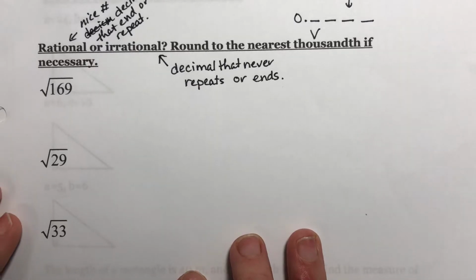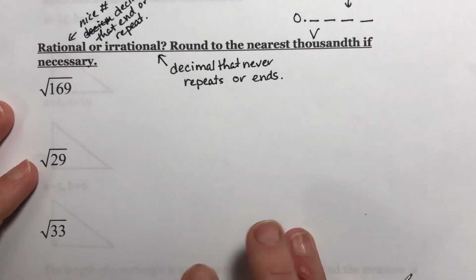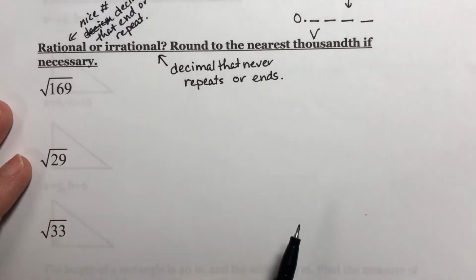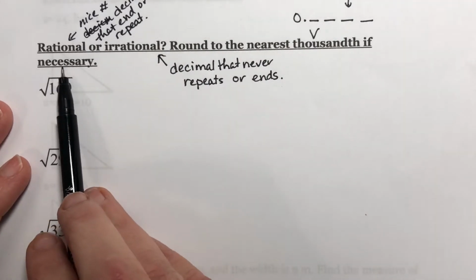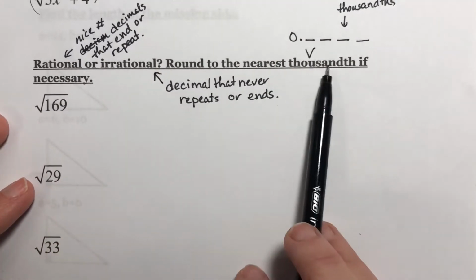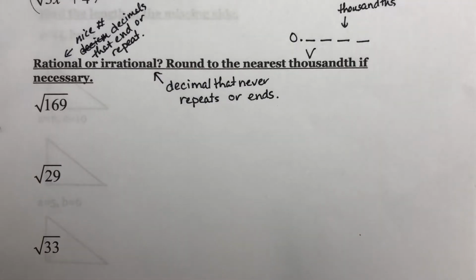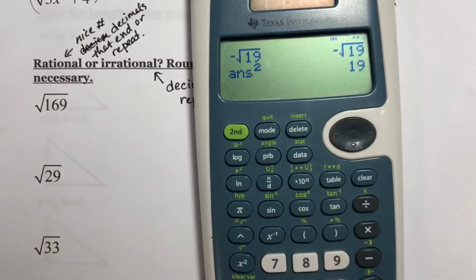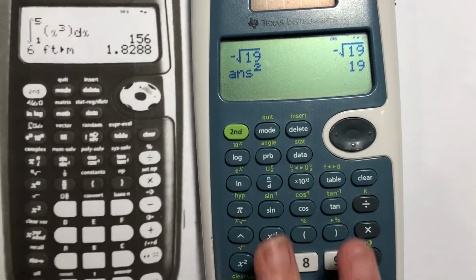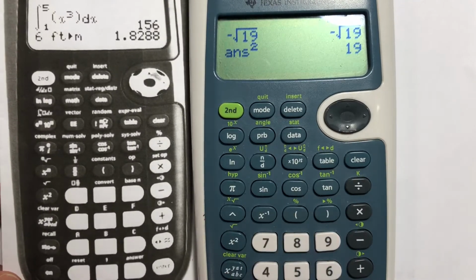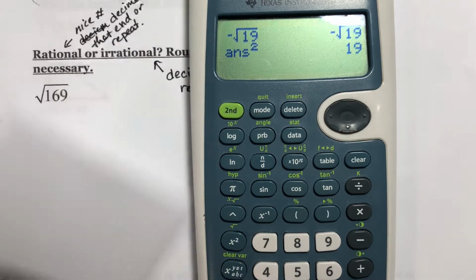This is section 8.1, part 3. We are supposed to be working with these numbers here and deciding whether they are rational or irrational and round to the nearest thousandth if we need to. So I'm just going to use our calculator, and both calculators work exactly the same way. So I'm just going to show you on this one, the buttons are in the same position and everything.